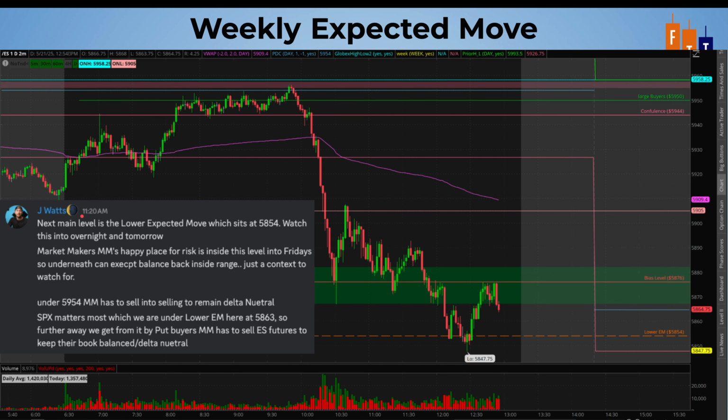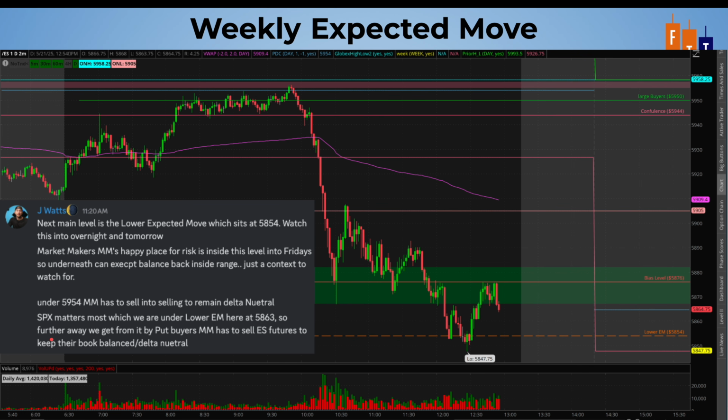And so I posted this at 11:20, which was right here. There's 11:30, so right in this range. The next main level is the expected move, which sits at 58.54. Watch this overnight tomorrow. The market maker's happy place for risk is inside this level into Friday, so underneath we can expect to balance back inside the range. Under this, the market maker has to sell into selling to remain delta neutral, but SPX matters most, which we're under. That lower EM was 58.63.